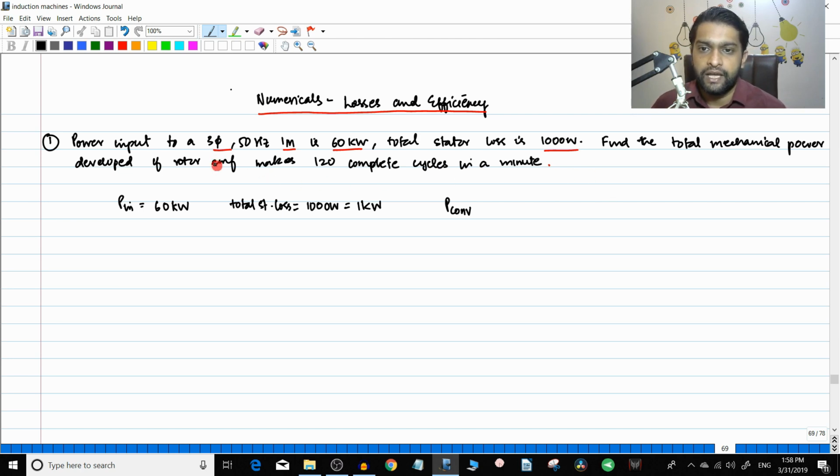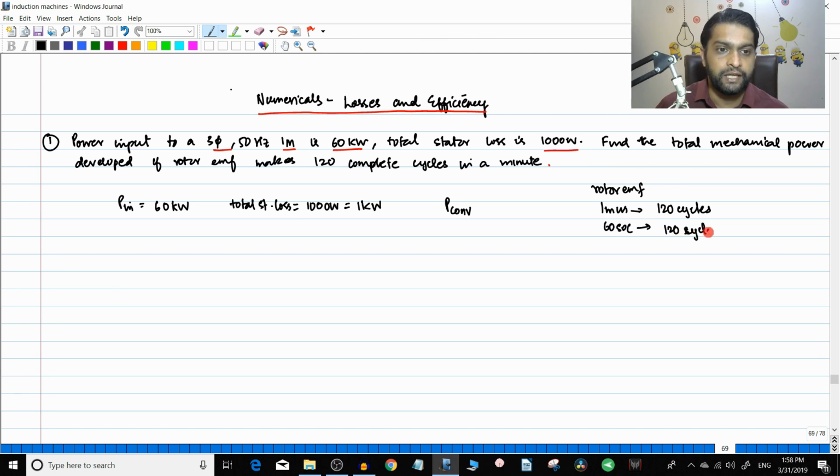And they are given that the rotor EMF makes 120 complete cycles in a minute. So they are giving information about the frequency of the rotor induced EMF. In 1 minute, the rotor EMF has 120 cycles. That means in 60 seconds, it has 120 cycles. But the frequency unit is per second, right?